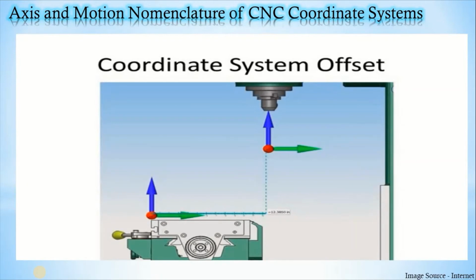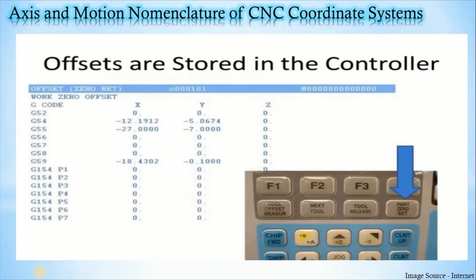The way the machine tool keeps track of where the program coordinate system is, is through the coordinate system offset. It is the distance of the program coordinate system from the coordinate system built into the machine, that is the machine coordinate system. We have to push the offset button which is there in the controller, the part zero set. There we can access where it is started.